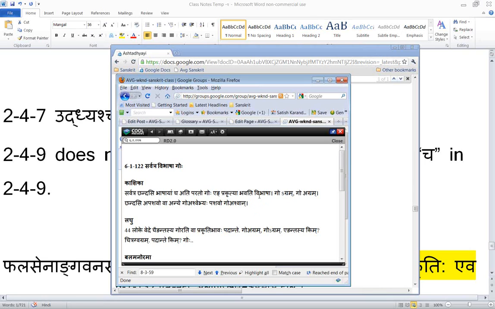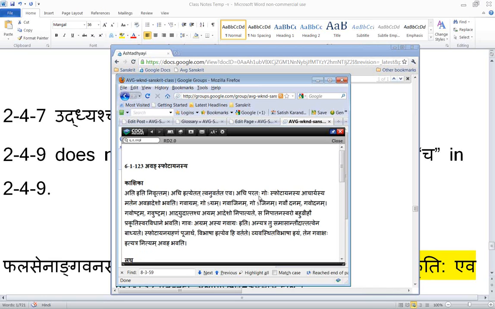If you change the form slightly, then it will not be in that gana. Only those specific forms have to be. So goagram. So vibhasha goho, and avang sportayanasya. Next sutram, avang sportayanasya. This one is prakriti bhava. Achi parataha go sportayanasya acharasya matena avangadesh bhavati. So gavagram, gogram. These two forms.